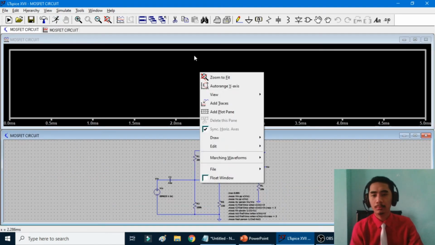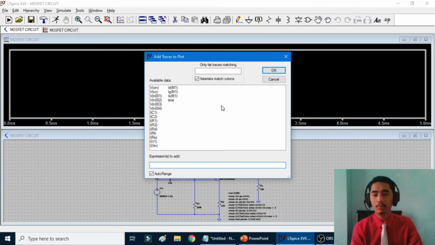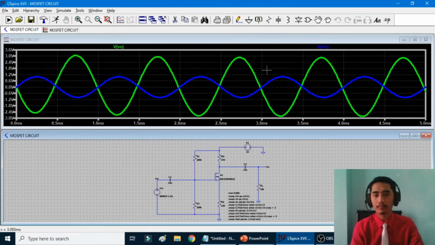Now we will get the input and output waveform, the transient response. So I will click here the V, VO, and V in. This will be our waveform for the input and output. What we can observe from these waveforms is that V in has a smaller waveform than that of VO, and VO has its peak at almost 3 volts or beyond 3 volts.